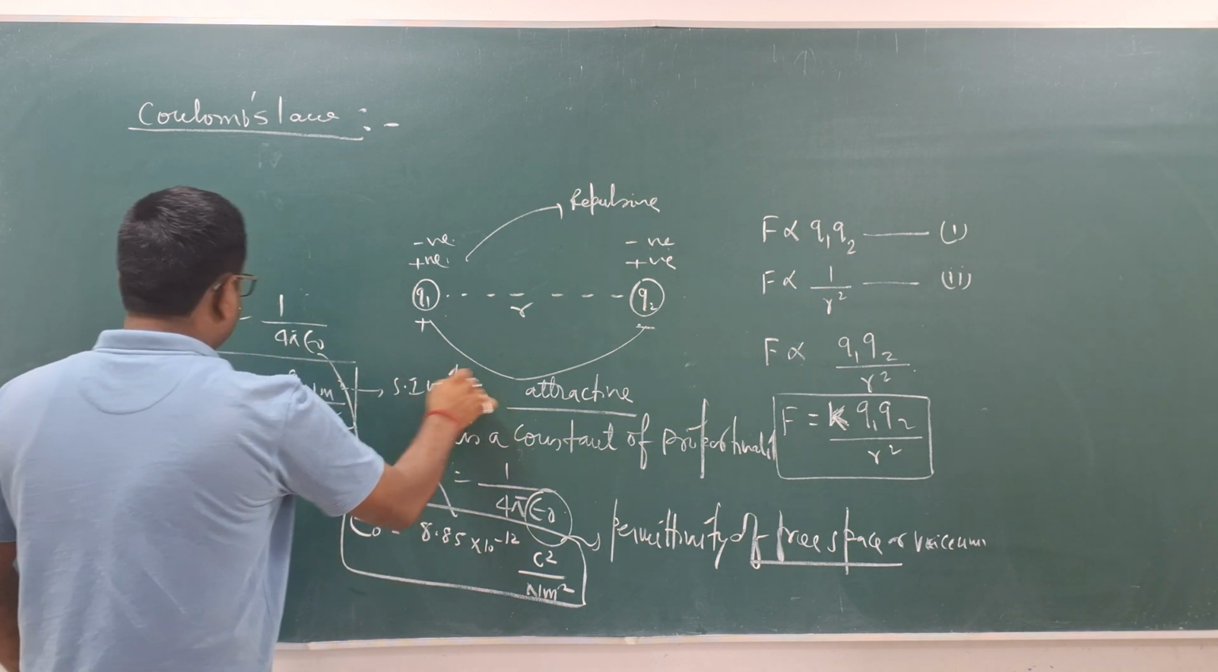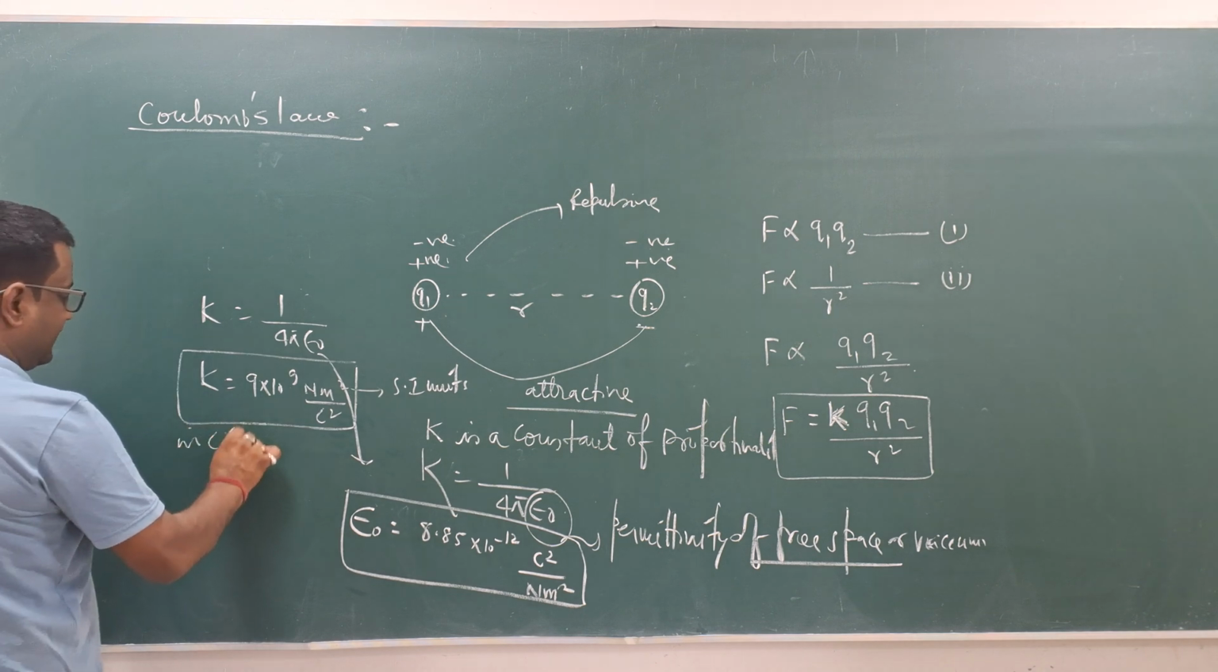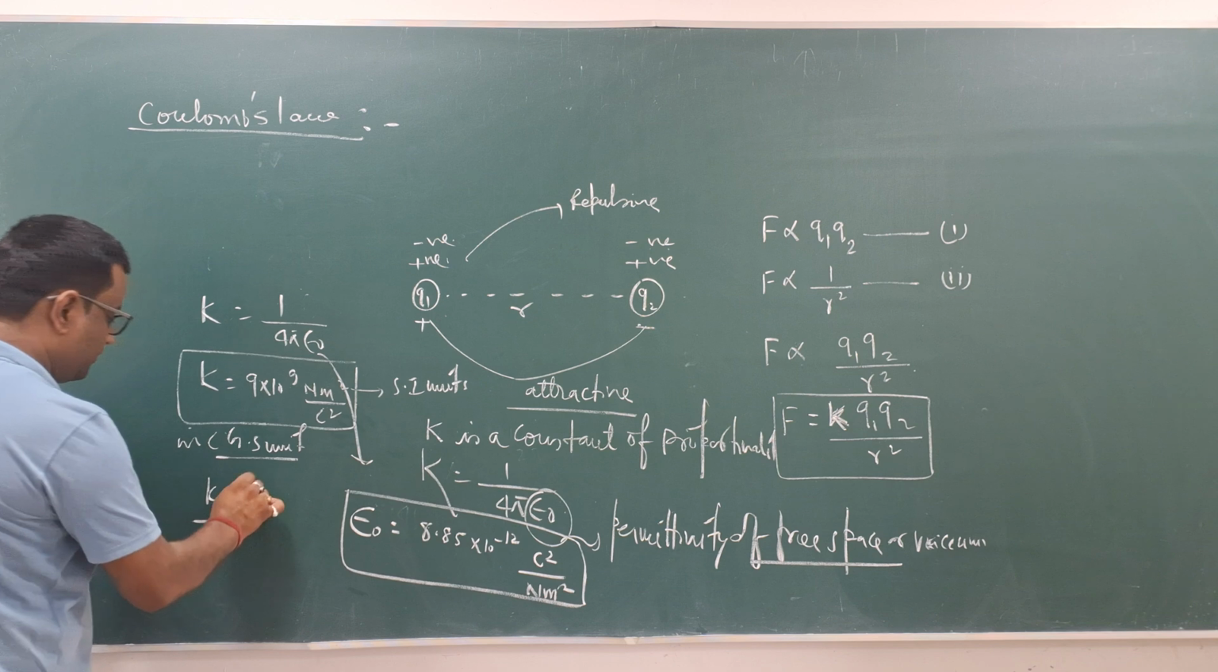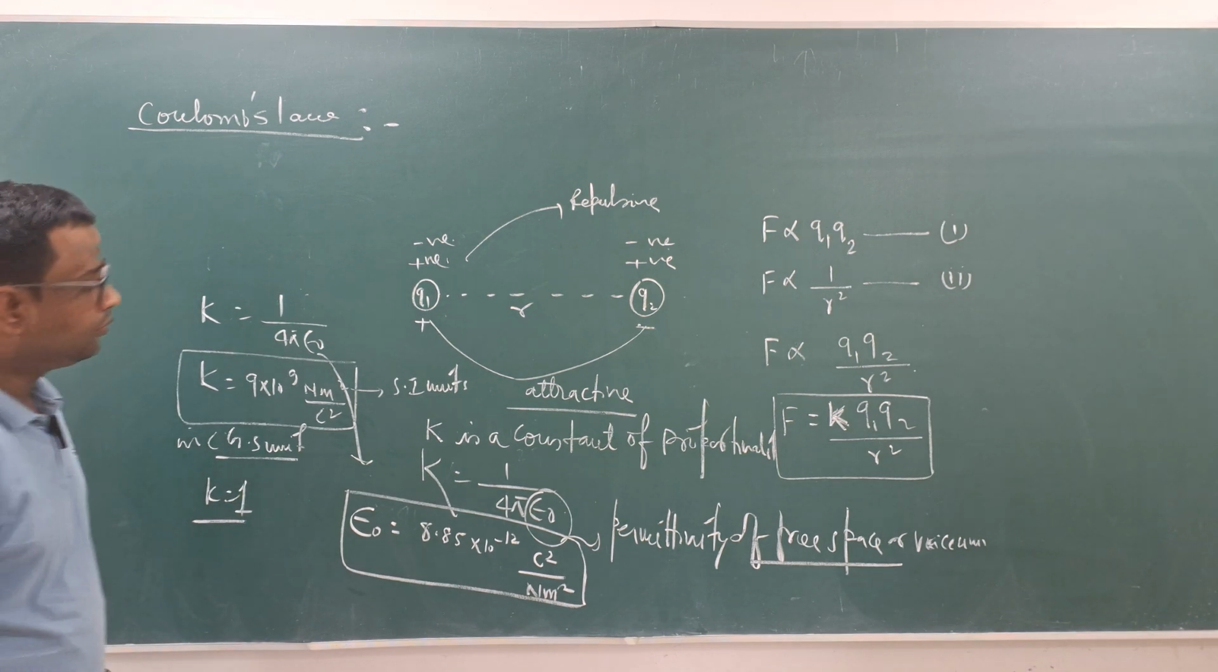In CGS units, we can directly use K equals 1.